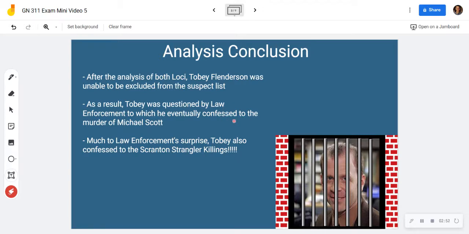So as a result, he was questioned by law enforcement and he confessed to the murder of Michael Scott. And much to law enforcement's surprise, he also confessed to the Scranton Strangler killings.